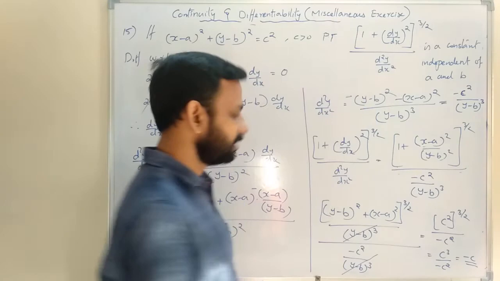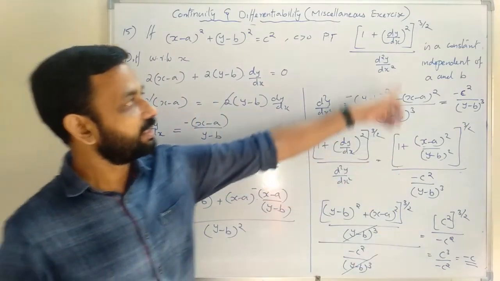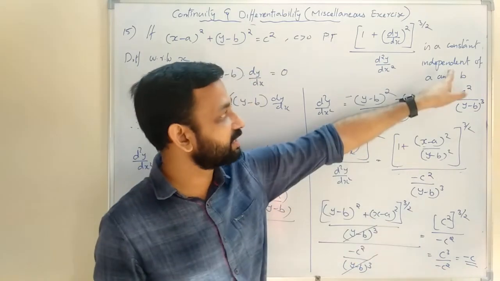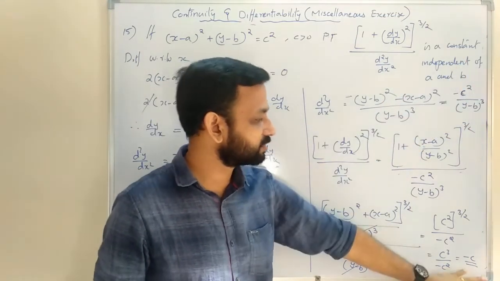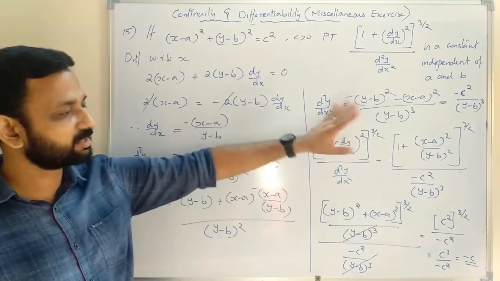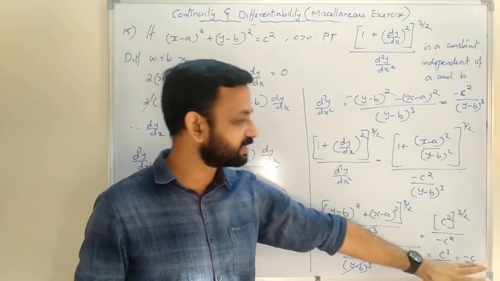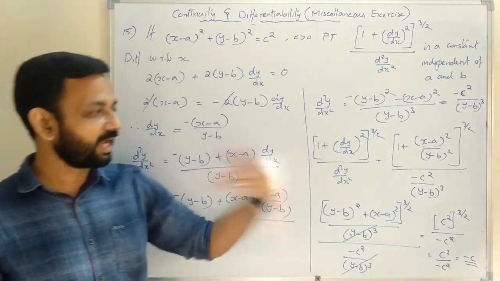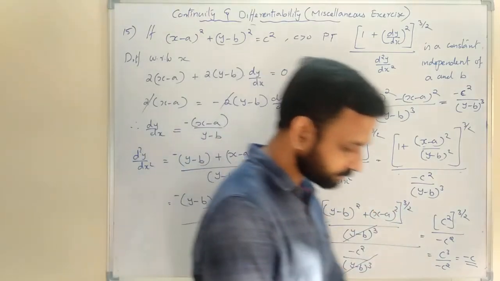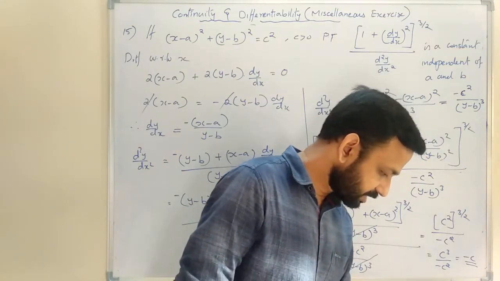So that is the answer here, and this is a constant. Minus c is a constant and it is independent of a and b. So we don't have a and b here, no variables here, no x, no y, no a, no b. This is independent of a and b and it is a constant. So we got the value. So that is question number 58.